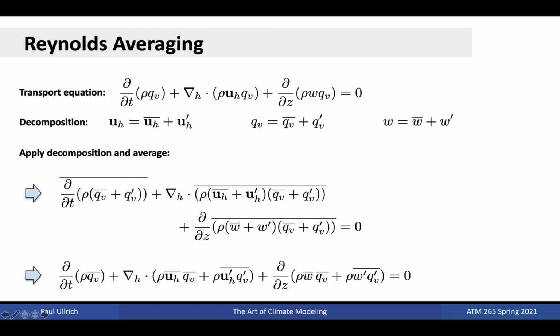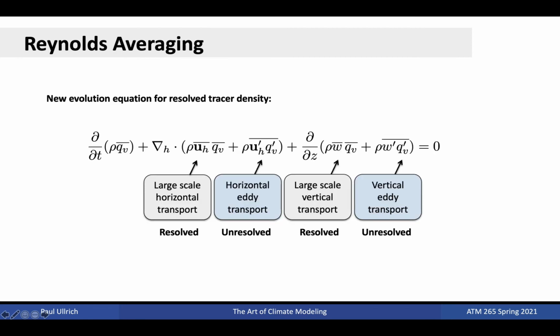Let's see how Reynolds averaging works out in practice. We'll break up the horizontal velocity, vertical velocity, and water vapor mixing ratio into resolved and unresolved components, but for simplicity assume density is approximately homogeneous. We then substitute these expansions into the transport equation, expand the resulting equation, and simplify using the rules of Reynolds averaging. The result is the equation at the bottom of this slide, which represents a new update equation for the resolved water vapor density. The original equation, which consisted of only 2 terms, has now been expanded into 4 terms.